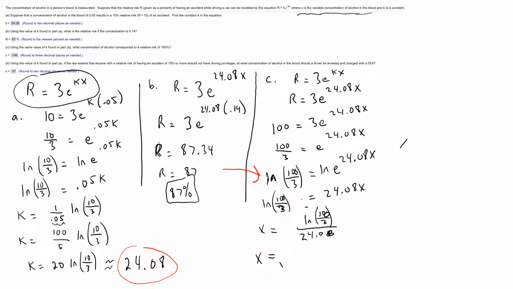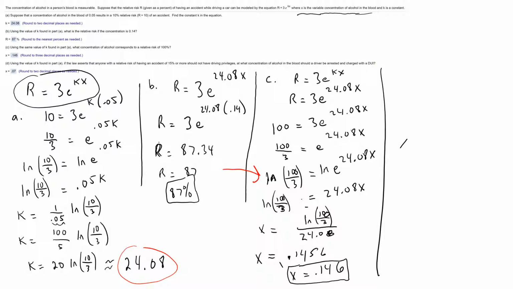So using my calculator, if I type in natural log of 100 divided by 3, close the parenthesis, hit enter, and then divide by 24.08, I get x equals 0.1456, and then more numbers after that. But they want me to round to 3 decimal places, so that'd be 0.146. So an alcohol level of 0.146 would correspond to a risk of 100.